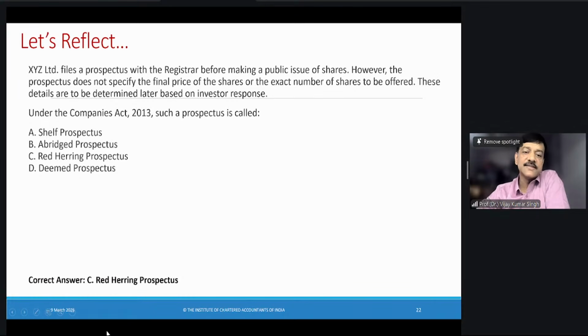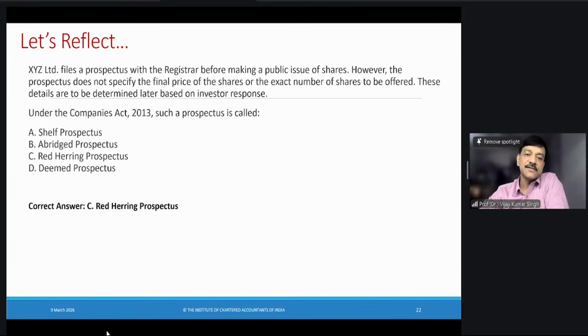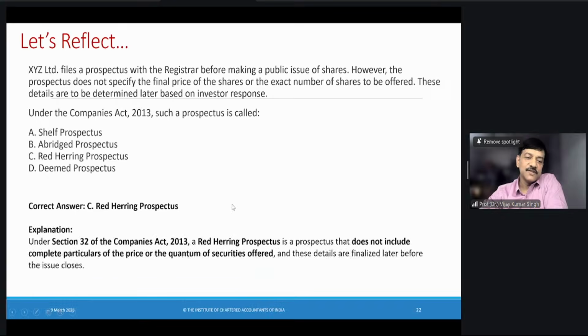The people who all answered C are correct. And if you see, section 32 defines red herring prospectus, and it does not include complete particulars. Now you may be wondering why this word red herring? Where does it come from? Any idea? Any one of you? Where does this word red herring come from?